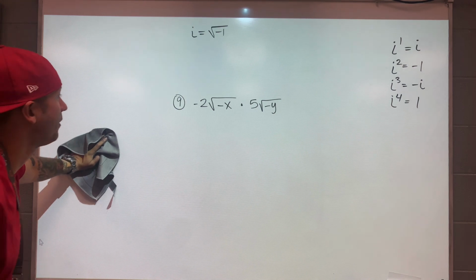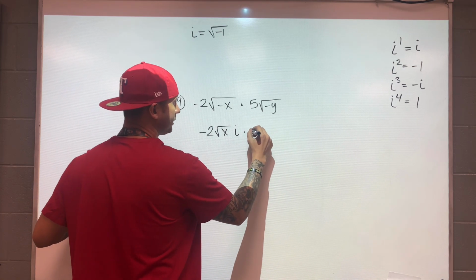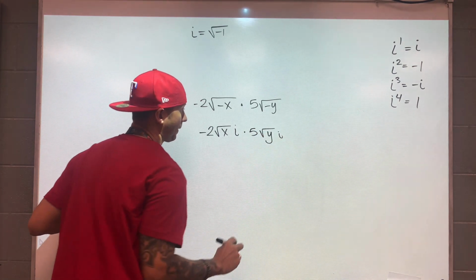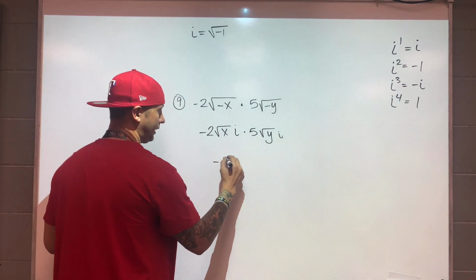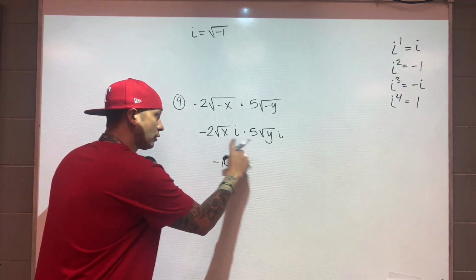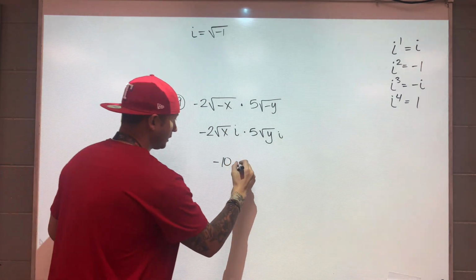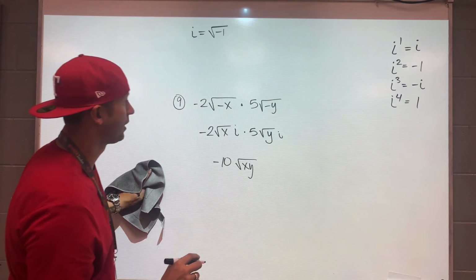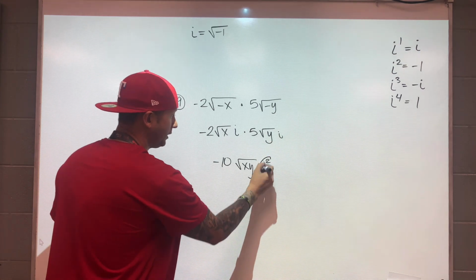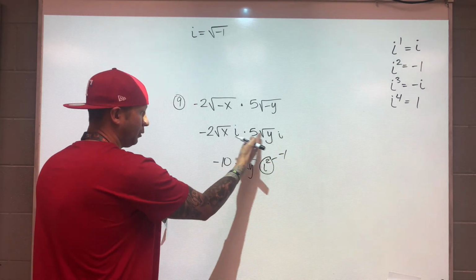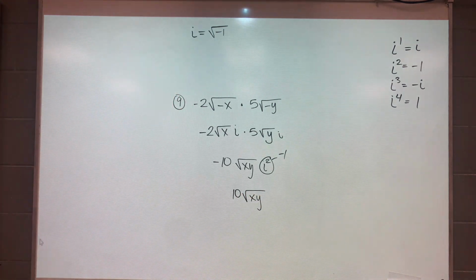Okay, first thing I'm going to do, pull out the negatives as i times 5. Okay, outside times outside, -10. Square root times square root, so I'm multiplying square roots. I multiply the arguments, the part inside, so this is going to be the square root of xy. i squared, right? i times i, we know this is just -1. So -1 times -10 is +10 xy. That one was fun. I like that one.